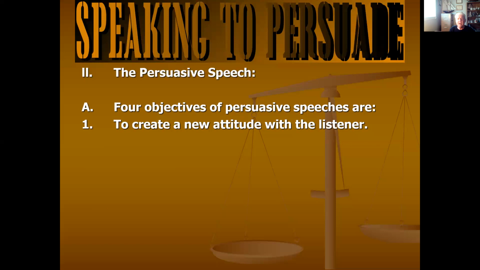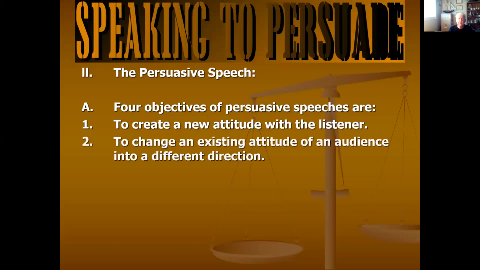is to create a new attitude with the listener, to say to them, you know, for you to just go, voting's not important, to saying, you know what, actually voting is important. That's a change of an attitude from not important to saying it's incredibly important. So that's really an important one. Another objective to consider is to change an existing attitude of an audience into a different direction. So yes, they have an attitude.